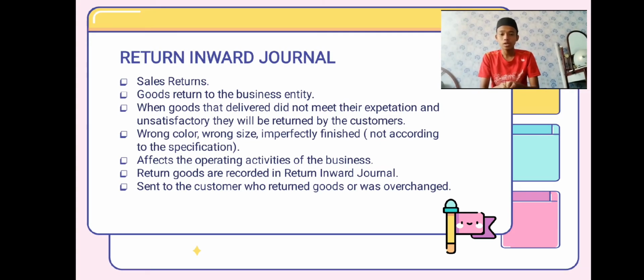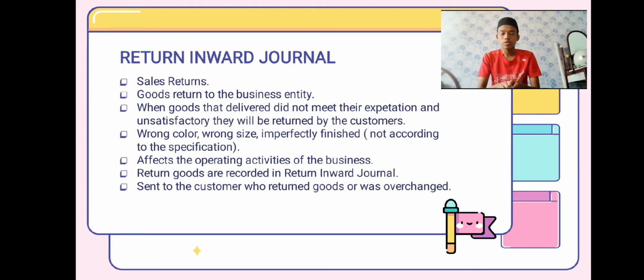Today I would like to present about return inward journal. Return inward journal, also known as sales return, refers to goods returned to the business entity when the customer finds that the goods delivered did not meet their expectations and are unsatisfactory. They will be returned by the customer. For example, wrong color, wrong size, not according to expectation, and imperfectly finished. This indirectly affects the operating activities of the business.